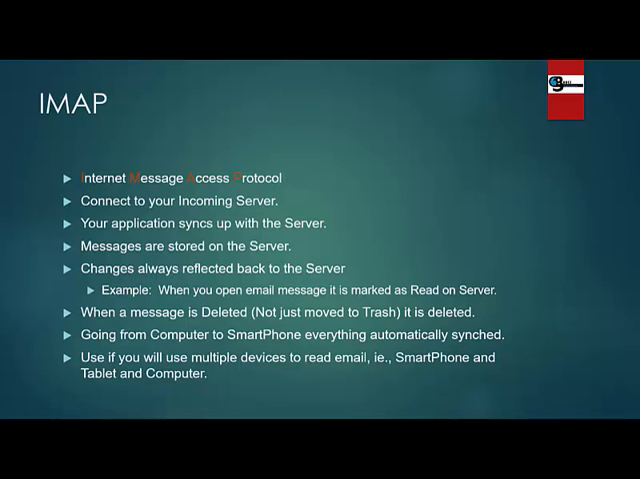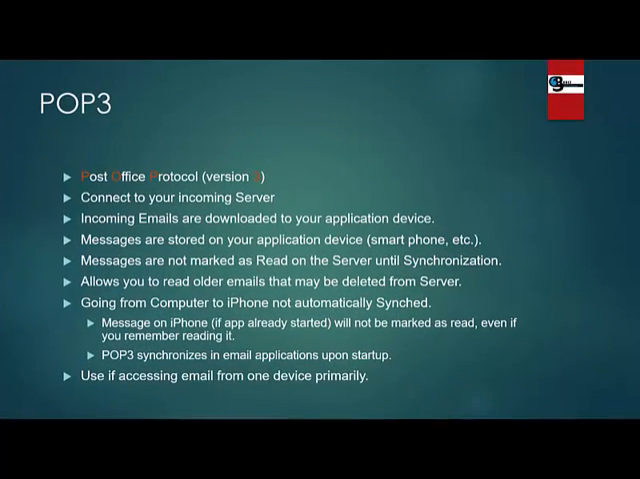The second protocol is POP3. That refers to Post Office Protocol version 3. When we are using POP3 as our incoming server, we'll connect to our incoming server, and our emails are going to be downloaded to your application device. New emails will continue to be downloaded, but because they're stored on your application device, messages are not going to be marked as read on other devices until it synchronizes.